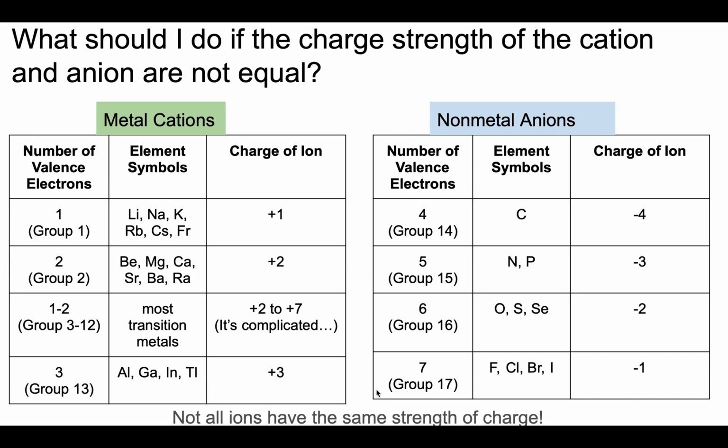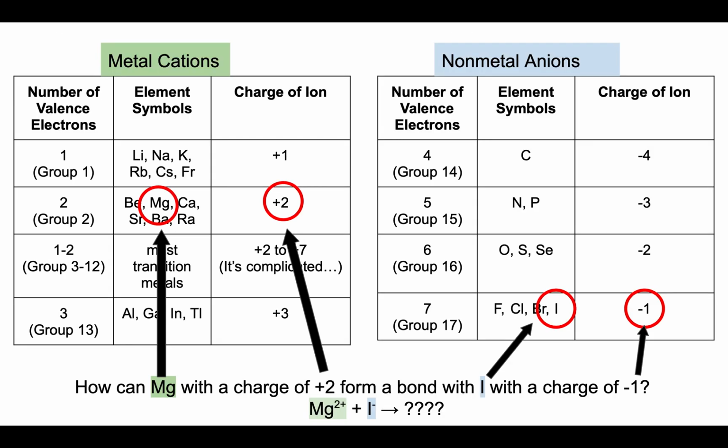Okay, so let's, for an example, take a look at magnesium. How can magnesium, that's going to end up with a charge of +2, be able to form an ionic bond with iodine that only has a charge of -1? How can we make a cation with a charge of +2 bond with an anion with a charge of -1?